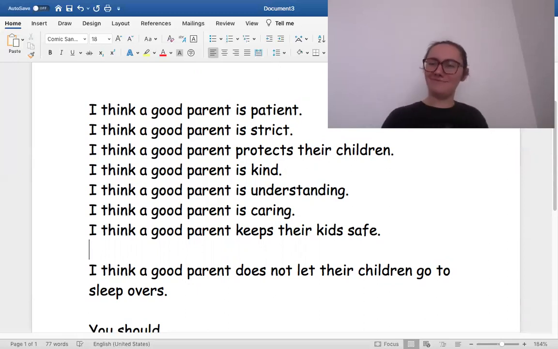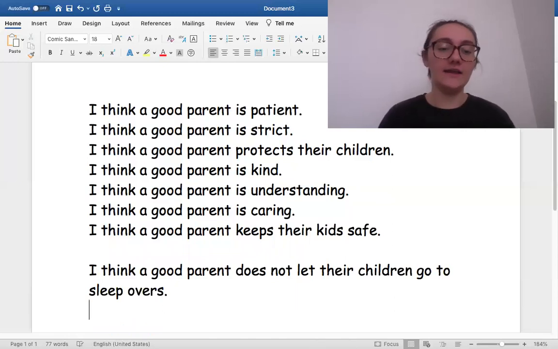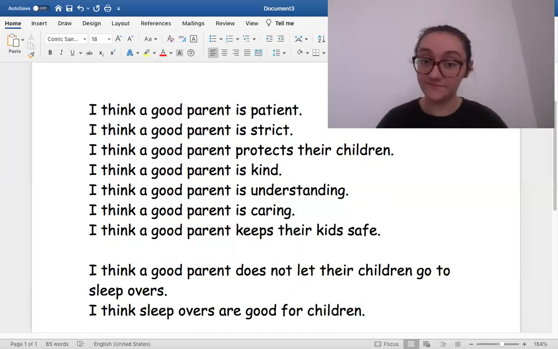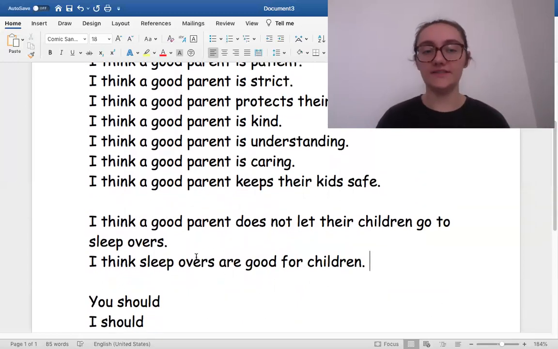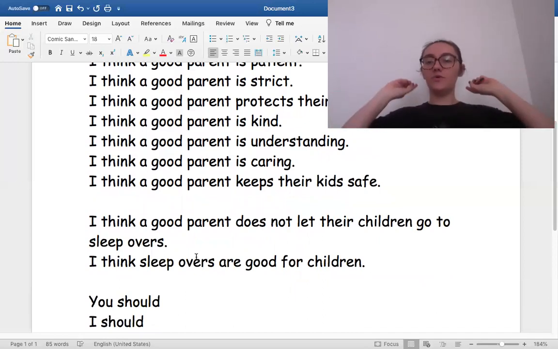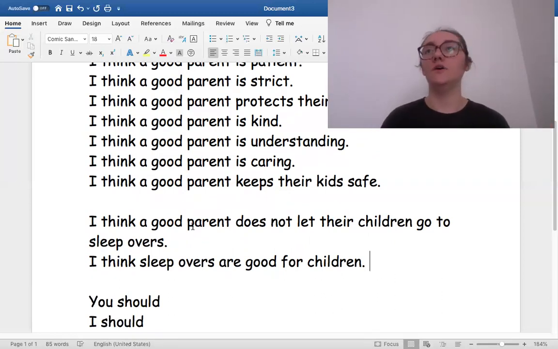Now you may be thinking, I disagree. I do not agree. I think that good parents do let their kids go to sleepovers. I think sleepovers are good for children. That could be something that you think. So that's some of the ways, by saying I think, right? I think is telling people your opinion, when they ask you for it. Or, if somebody's wanting advice, you could say I think.